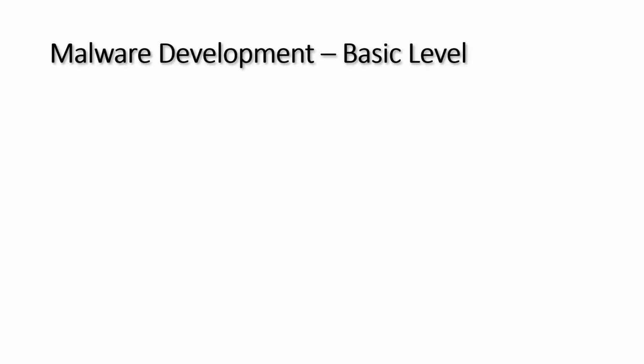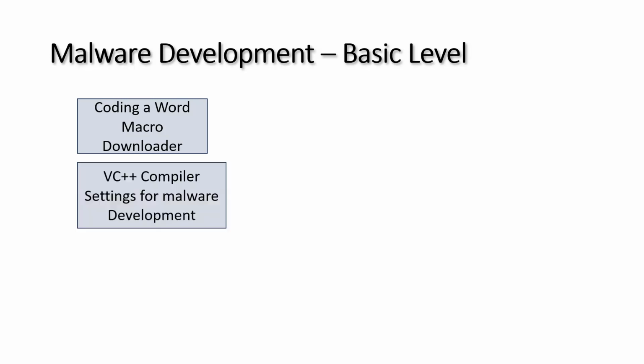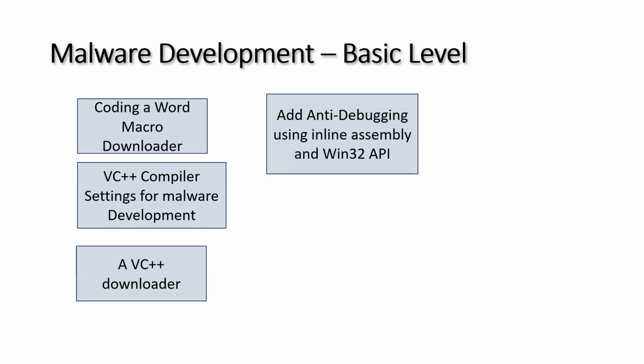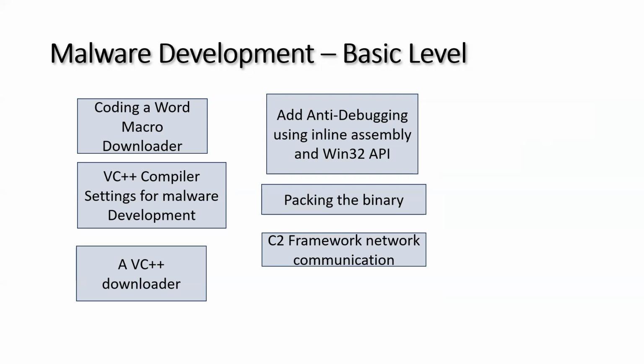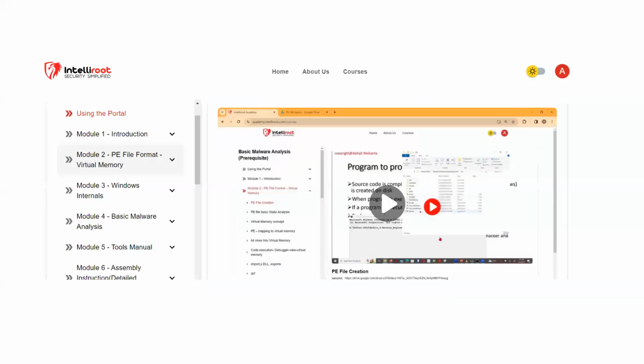Apart from this, there is another bonus topic which talks about malware development at the basic level. Here you will learn to code a Word macro downloader. You learn about VC++ compiler settings for malware development. You would learn to code a basic VC++ downloader and add anti-debugging tricks using Win32 APIs and inline assembly. Then you would learn about packing binaries, writing a basic C2 framework and network communication, and also a basic shellcode injector code injection technique.